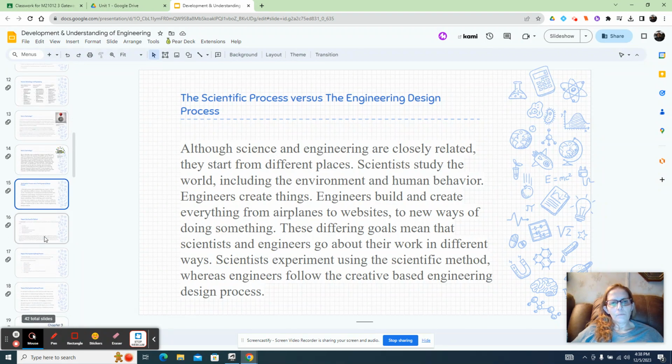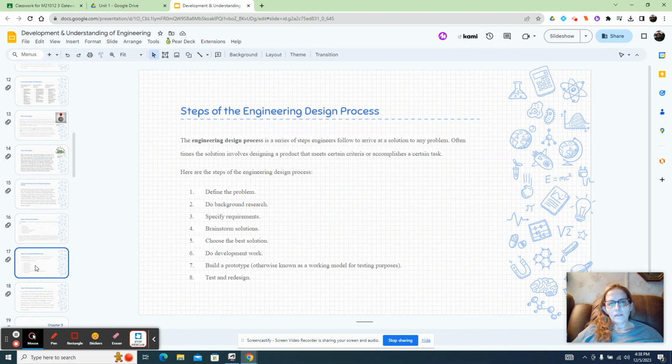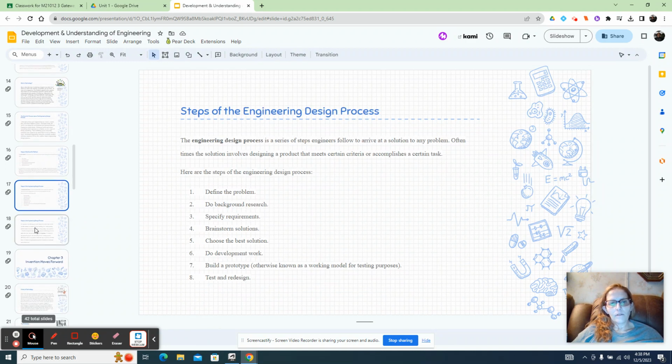And then the scientific process versus the engineering design process. The scientific process is something you would use in science class. The engineering design process is something you would use in this class, or what engineers use. So this is the scientific method, and this is the design process method.